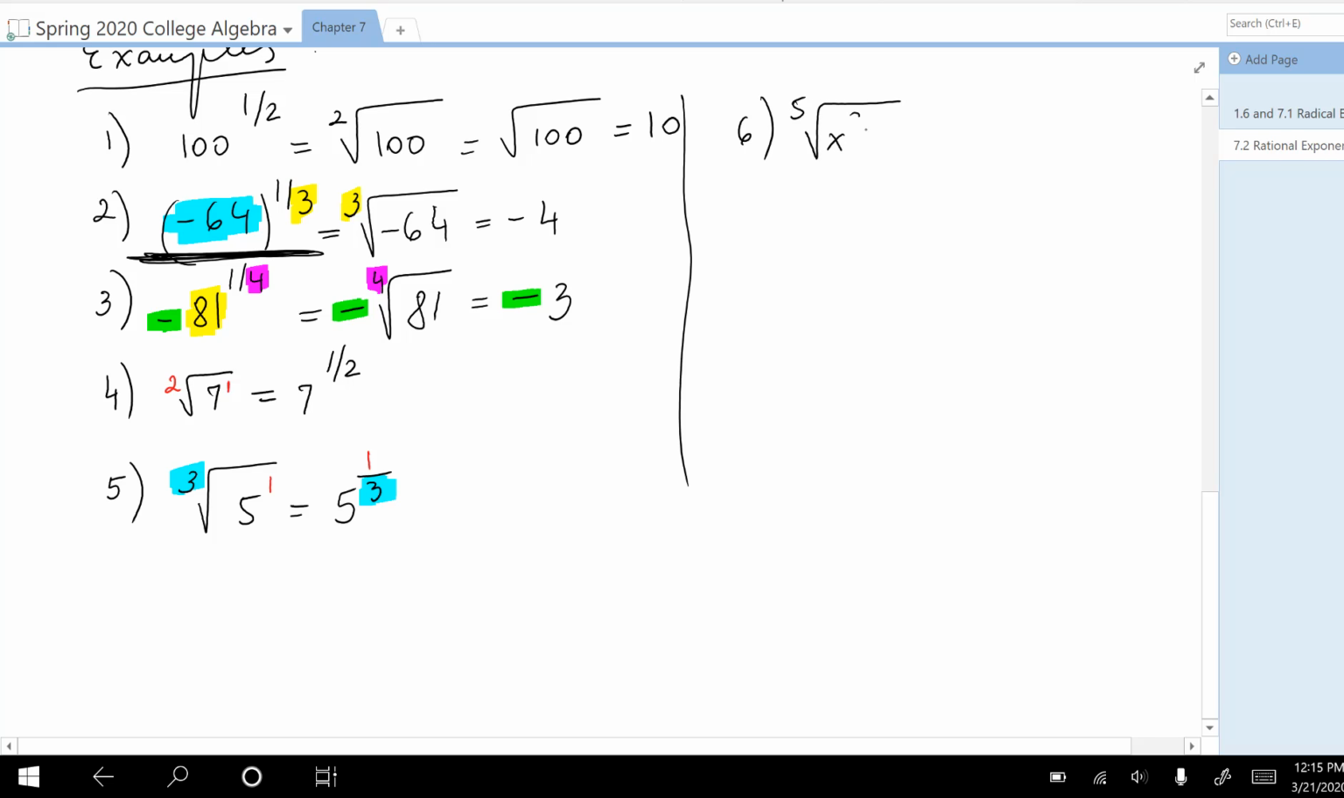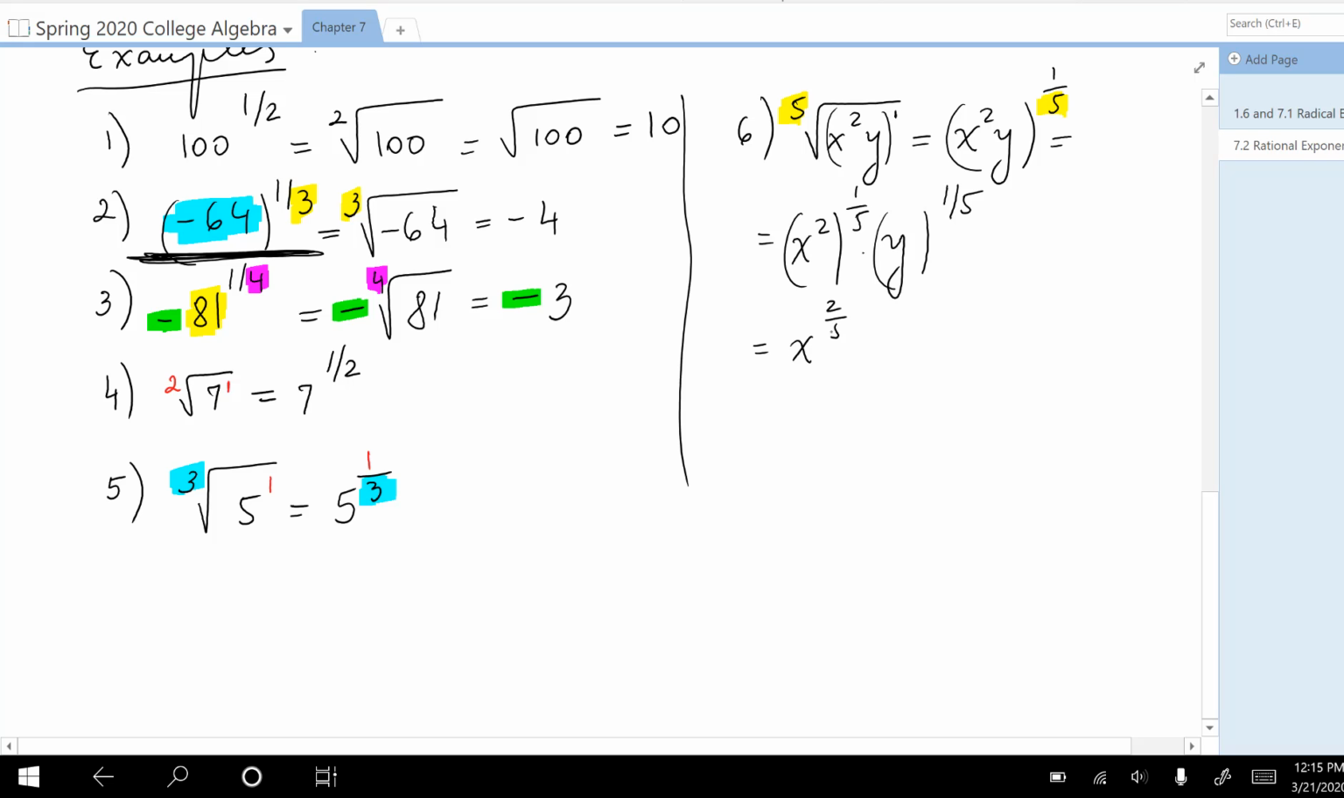5th root of x to the 2nd y. So x to the 2nd y, the whole thing is raised to 1/5. Now from where I came up with 1, because this whole thing I can put to the first power. From where I came up with the 5, from the index being the same. But we learned a few properties of exponents, so it's going to be x to the 2nd everything to 1/5, I can distribute, and y to 1/5. So if we do the computation, it's x to 2/5 times y to 1/5. So there you go, it's in the simplest form.